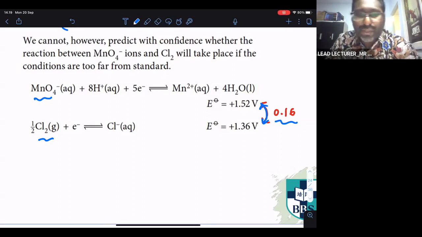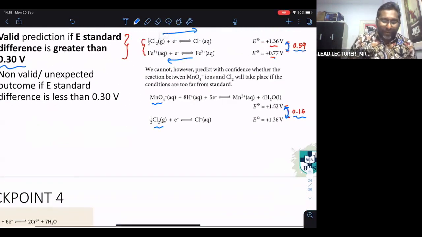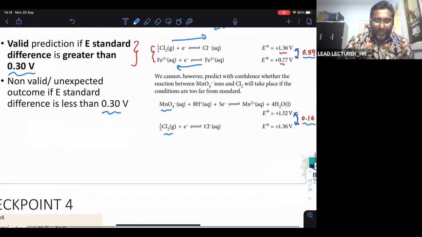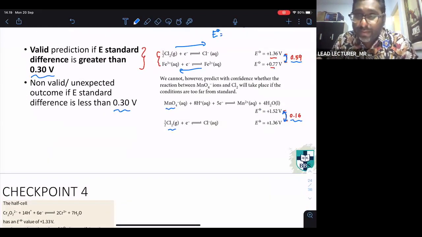If the difference is 0.16, what is your conclusion? You do not need to do anything. You can say whatever I predict will not be accurate. Why? Because the difference is smaller than 0.30, so it will be an unexpected outcome. So you cannot calculate or predict. This is the situation under non-standard condition.